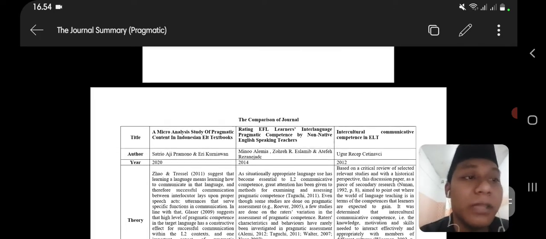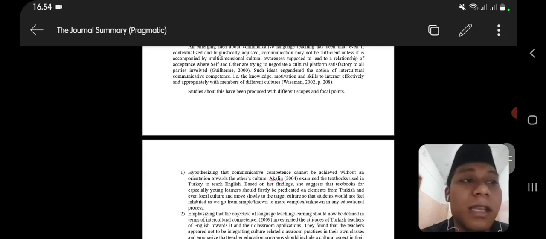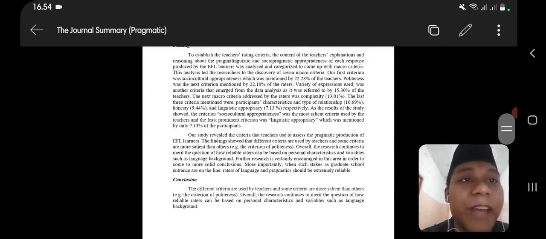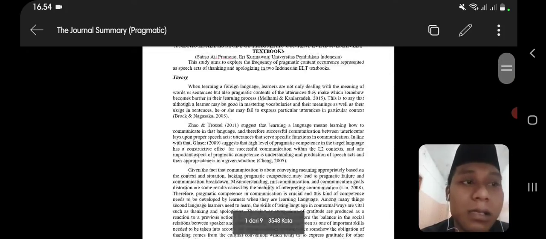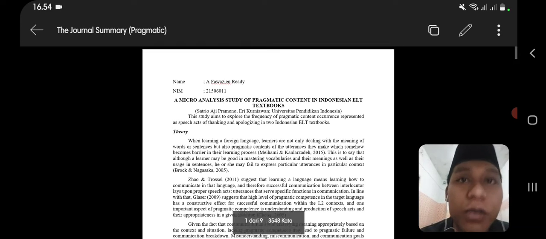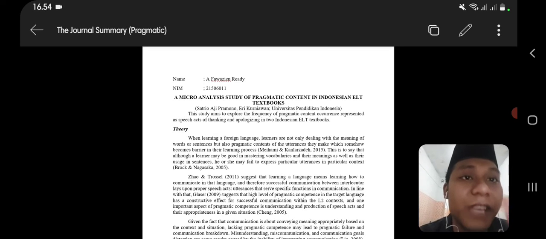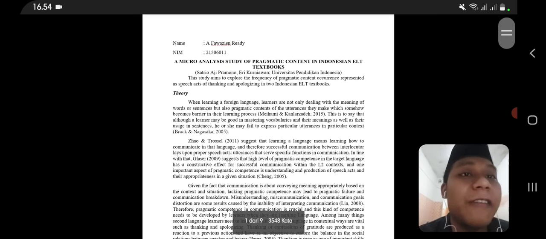Actually, I have concluded and I have found so many theories and so many findings, but because the contents would be more than 30 minutes, I just used it to compare, without explaining the conclusions of each, the detail for every journal that I have summarized.